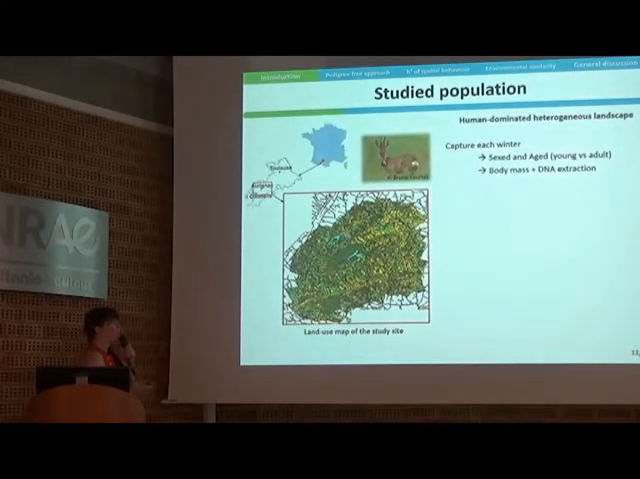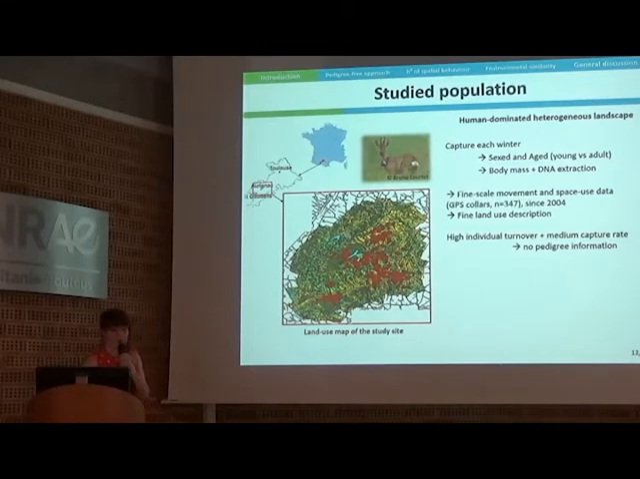We focus on a population inhabiting the south of France because it inhabits a highly heterogeneous habitat. As you can see on this map, it's really patchy, with forest in green, meadow in light green, and crops in yellow. We capture individuals each winter, which allows us to sex and age individuals, but also to get the body mass and some tissue samples to extract DNA.